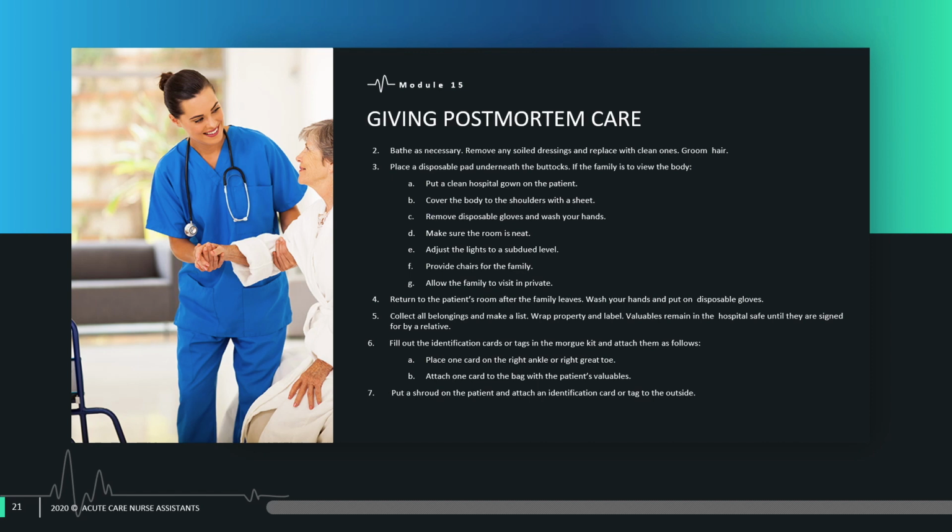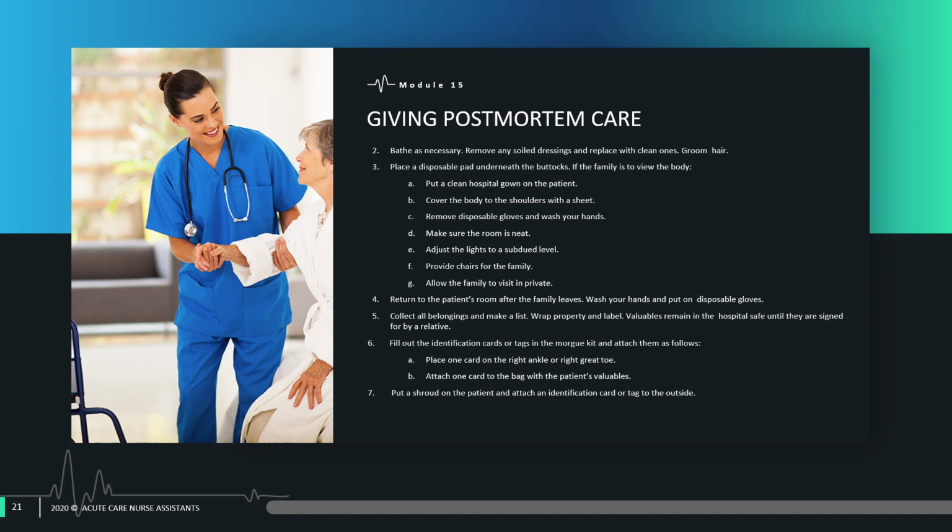Bathe as necessary. Remove any soiled dressings and replace with clean ones. Groom hair. Place a disposable pad underneath the buttocks. If the family is to view the body, put a clean hospital gown on the patient. Cover the body to the shoulders with a sheet. Remove disposable gloves and wash your hands. Make sure the room is neat. Adjust the lights to a subdued level. Provide chairs for the family, and allow the family to visit in private.